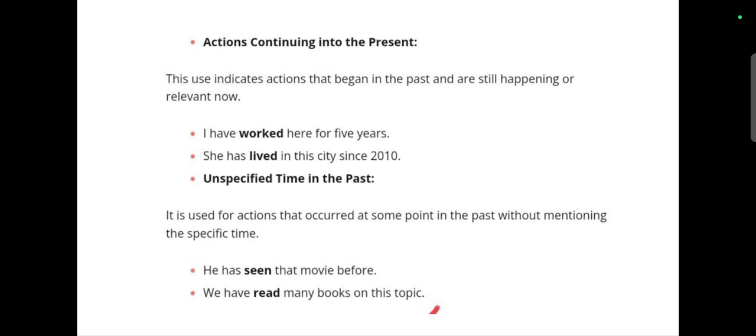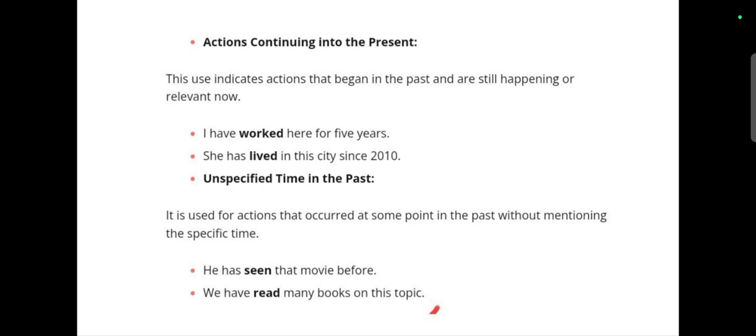Just take it seriously. I have worked here for 5 years. He is working. He is working in present, but he has started before 5 years. She has lived in the city since 2010, and still she is living in the city.